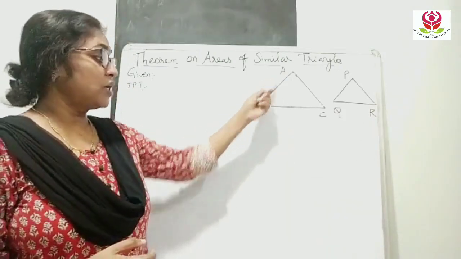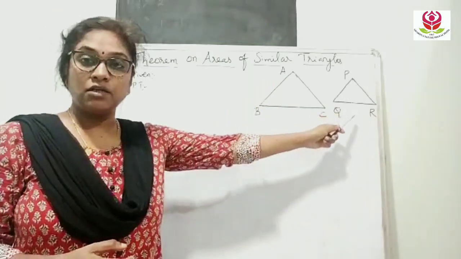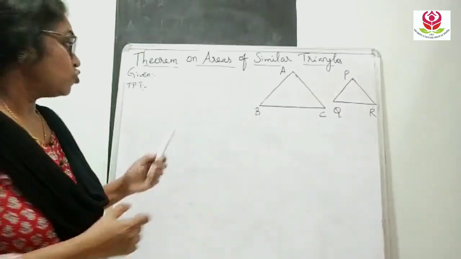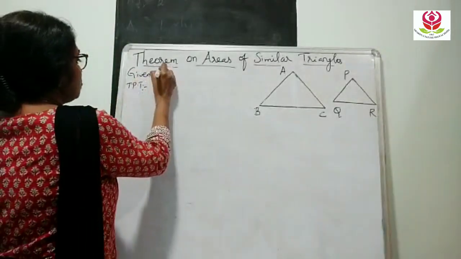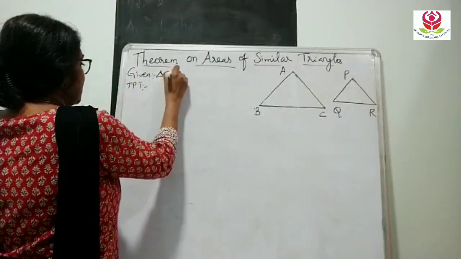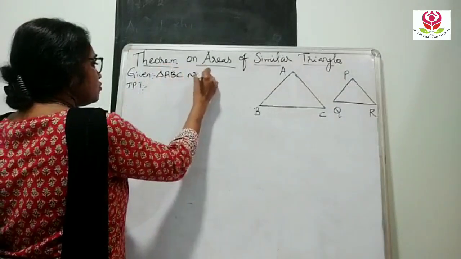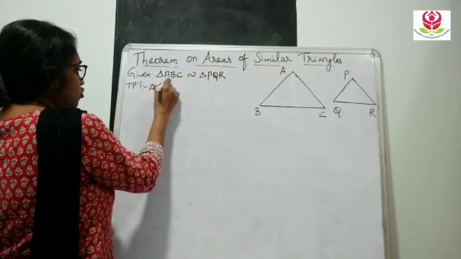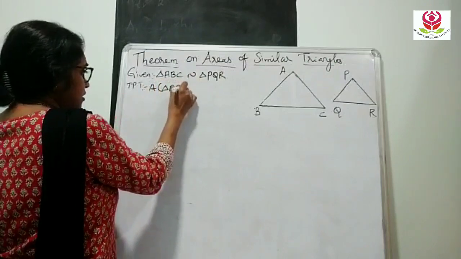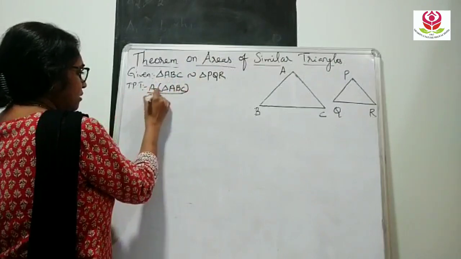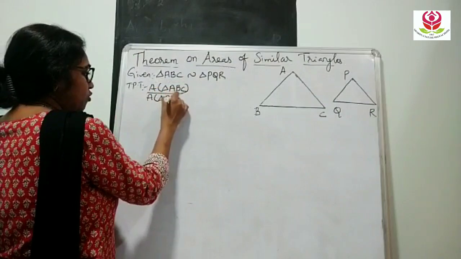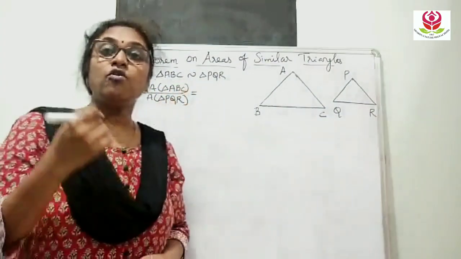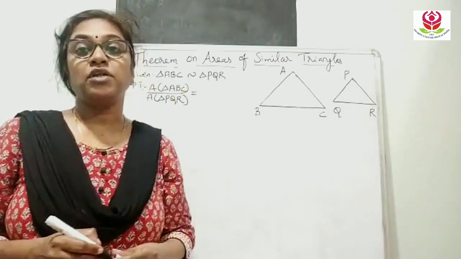Now here we have triangle ABC and triangle PQR, which are similar to each other. What is given to you is that triangle ABC is similar to triangle PQR. You have to prove that the ratio of their areas, that is area of triangle ABC upon area of triangle PQR, is equal to the ratio of the squares of the corresponding sides.